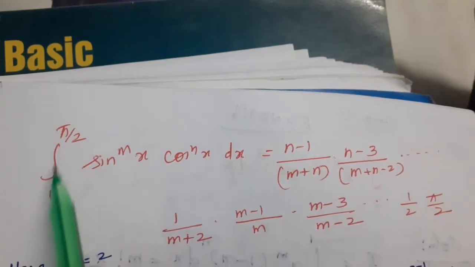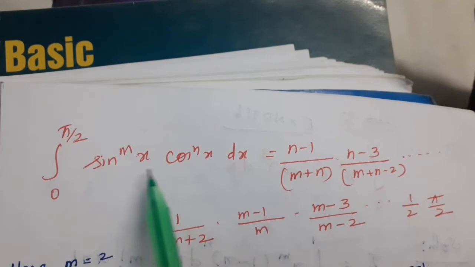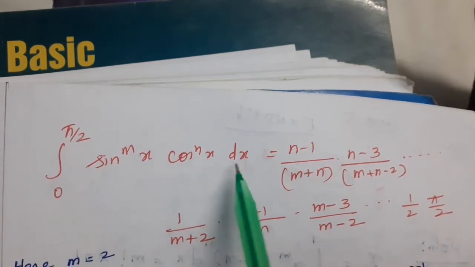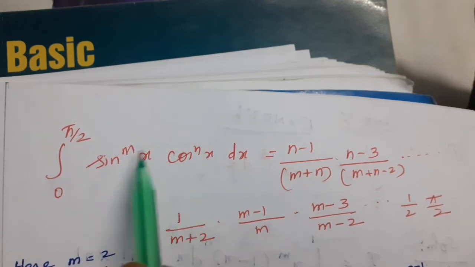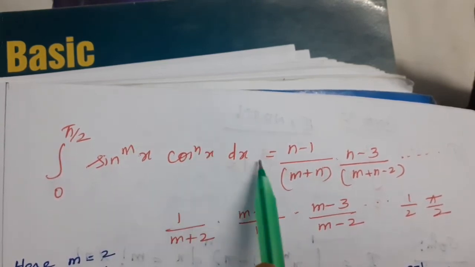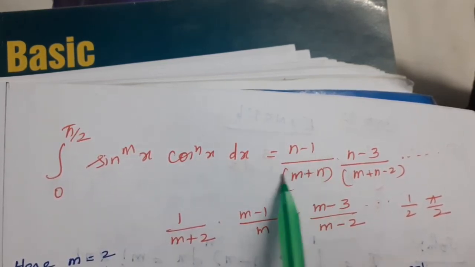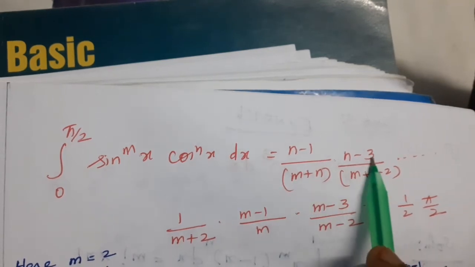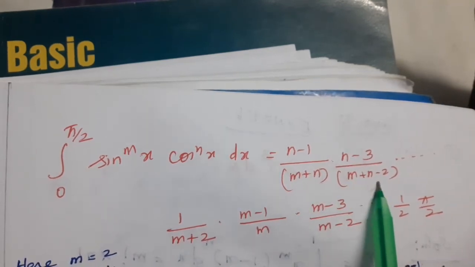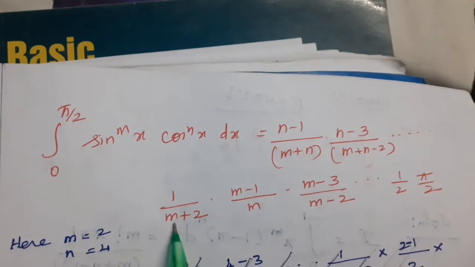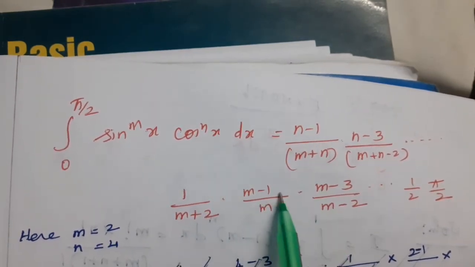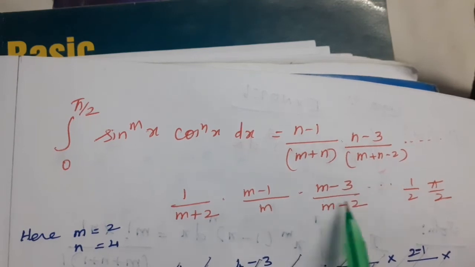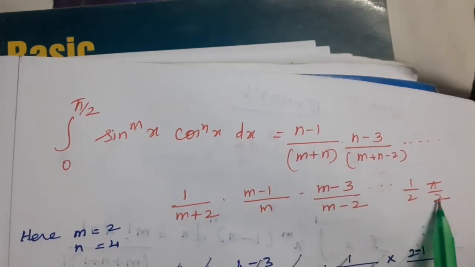See the formula. Integral from 0 to pi by 2 of sin power m x cos power n x dx is equal to (n minus 1) by (m plus n) into (n minus 3) by (m plus n minus 2), etc., 1 by (m plus 2), into (m minus 1) by m into (m minus 3) by (m minus 2), etc., 1 by 2 into pi by 2, because sin and cos, both are even. So what is the formula?